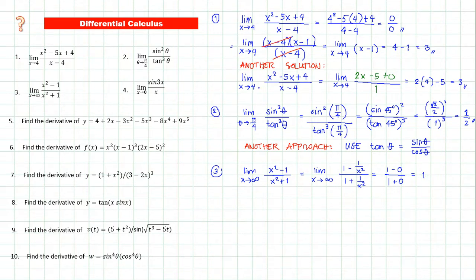Pwede nyo rin gamitin ito, yung L'Hopital's rule, no? Kunin nyo yung derivative ng ibabaw, tsaka ng ilalim. So, ang lalabas dyan, 2x over 2x. Therefore, ang matitira dyan ay 1. Limit as x approaches infinity ng 1 is also equal to 1. Okay? So 4.